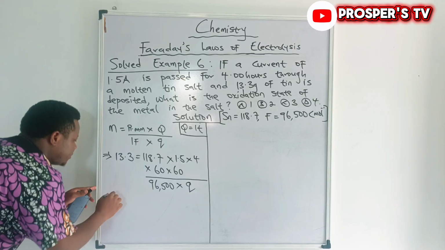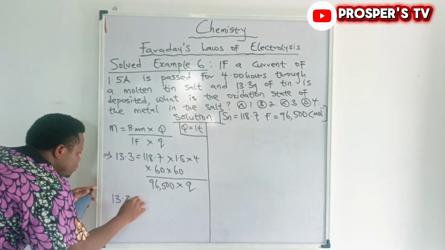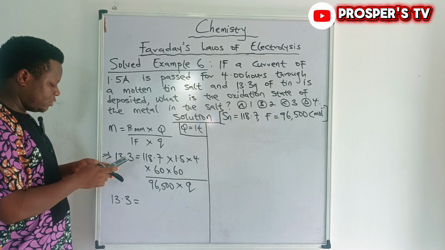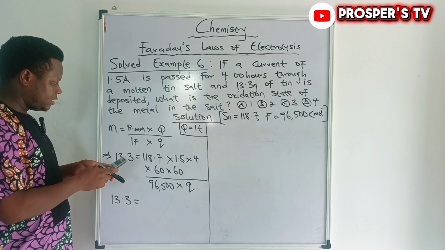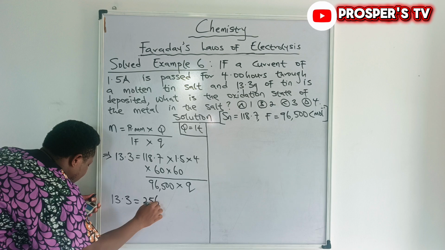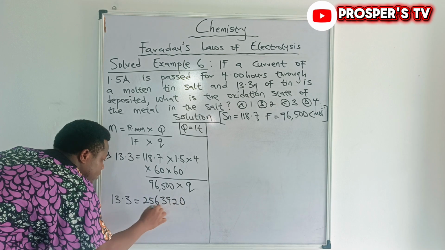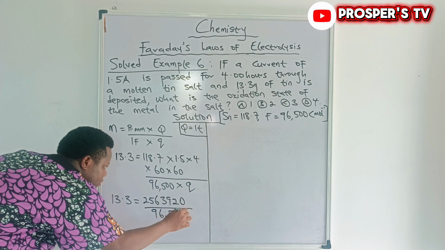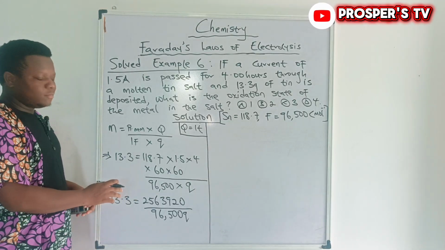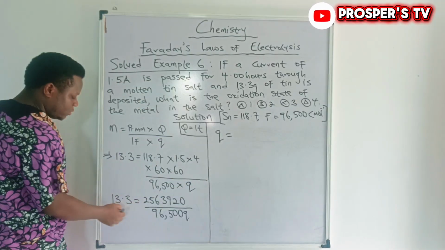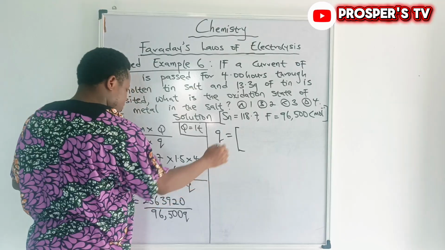So if we are to break this down further, 13.3 would be equal to, now you punch your calculator, 118.7 times 1.5 times 4 times 60 times 60. So that's giving me 2563920, all divided by 96,500 times Q. So at the end of the day, if you cross multiply and make Q the subject of formula, Q would be equal to, this is over 1, so 1 times this will still give you that figure.